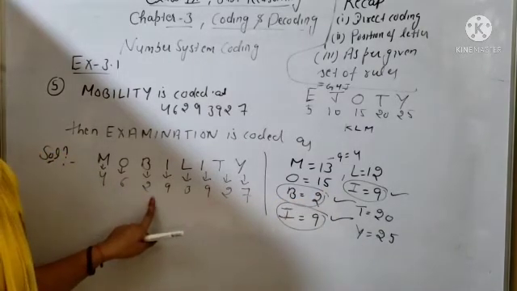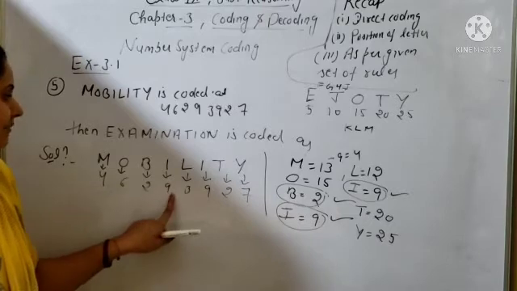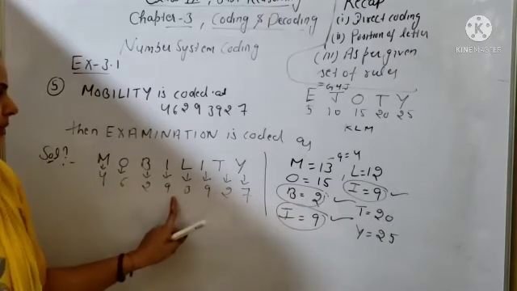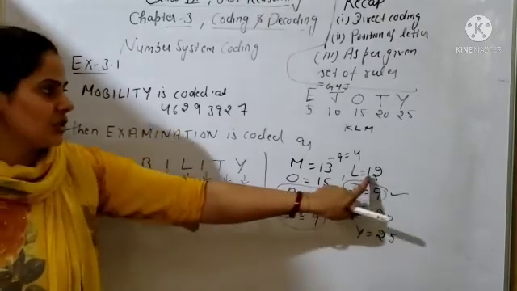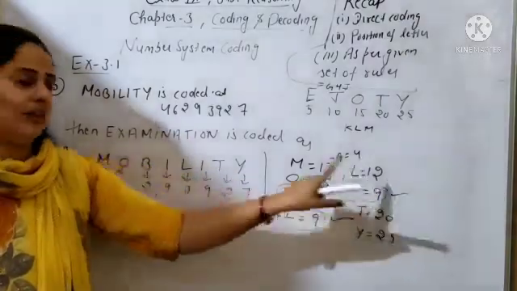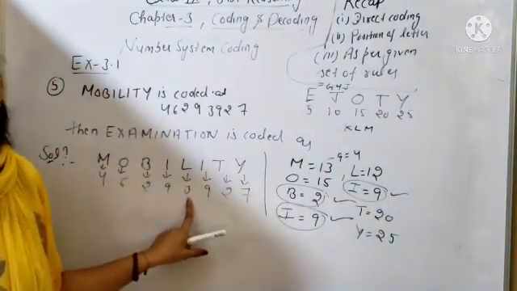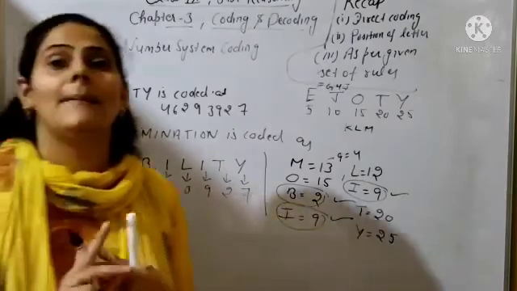This is at second position. Okay, you will put as it is. I is at 9th position. You will put as it is. L position is 12. So 12 minus 9, what will you get? 3. Okay, 12 minus 9, what will you get? 3. So which rule are you applying here, beta?